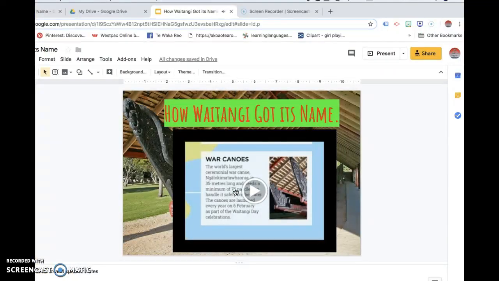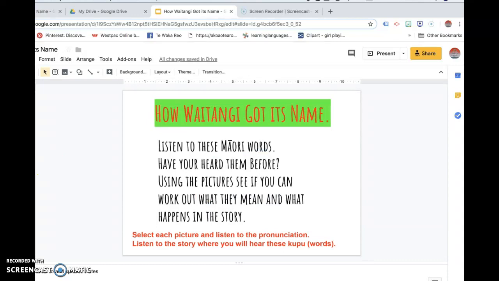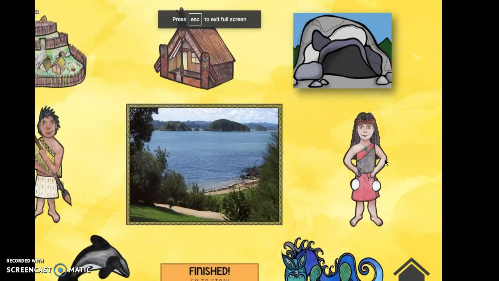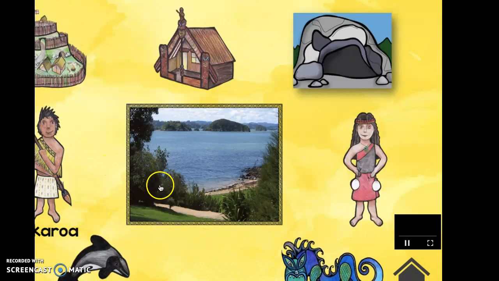And there we are in Te Whare Runanga. And that goes on for about 3 or 4 minutes, and it locates some of the icons or some of the landmarks on the treaty grounds. So we've got how Waitangi got its name, and this is for prior knowledge, so we can look at some of these pictures and ask the tamariki what they think they are. Does anyone know the Māori name for any of these, and what could the story be about? And it also acts to help us with pronunciation.